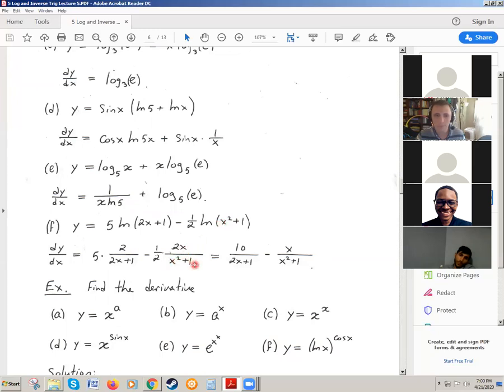So it's 1 divided by x squared plus 1, multiplied by... The numerator is not 2, it's x squared, right? So it's, yes, I was worried I made another mistake, but no, it's 2x, because the derivative of x squared plus 1 is 2x. And of course, then I can cross out the 2's here, and I can write it as simply 5 times 2, which is 10 over 2x plus 1 minus x over x squared plus 1.